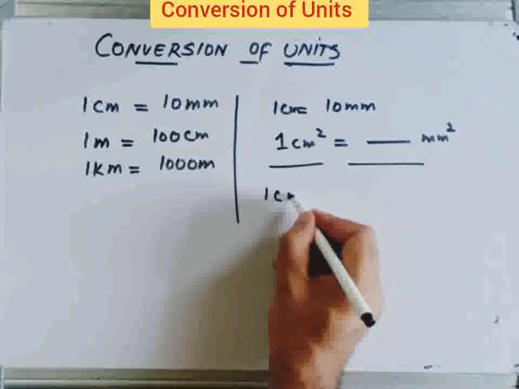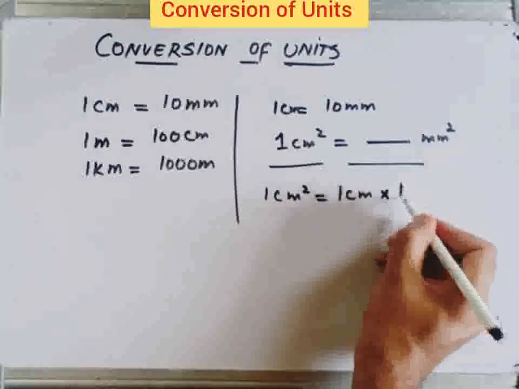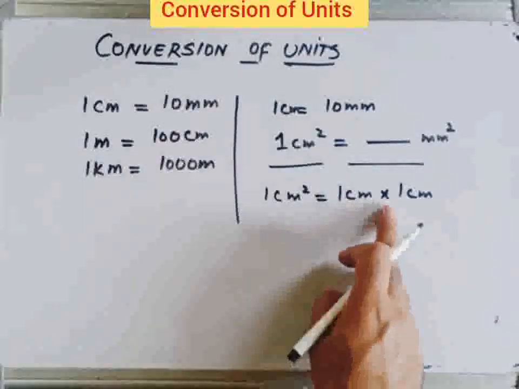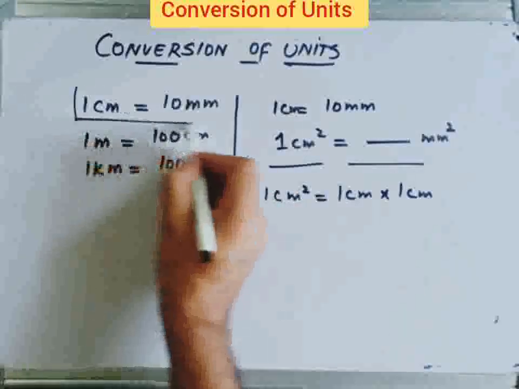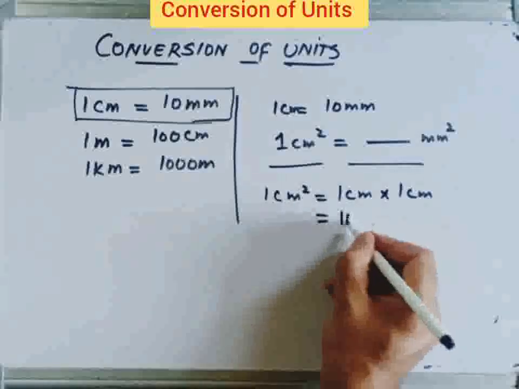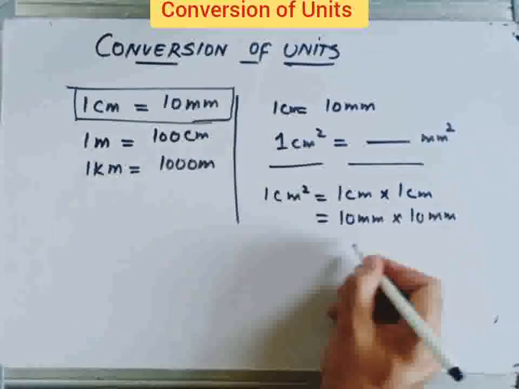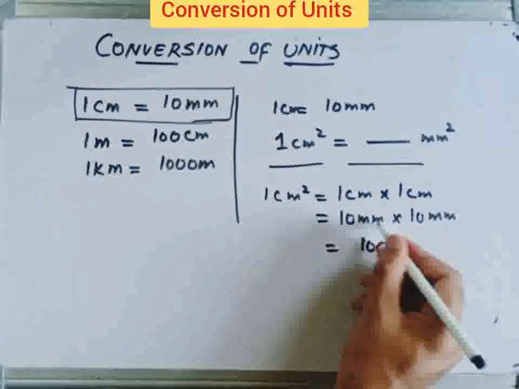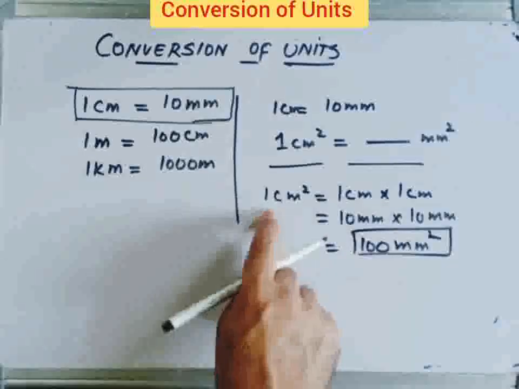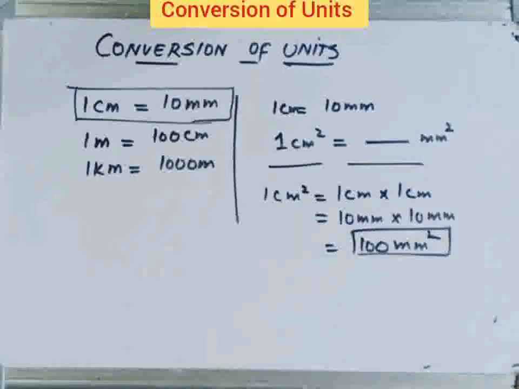1 centimeter square actually means 1 centimeter into 1 centimeter. We know that 1 centimeter is equal to 10 mm, so we can put it here: 10 mm into 10 mm. 10 tens are 100, and mm into mm is mm square. So we can say that 1 centimeter square is equal to 100 millimeter square.